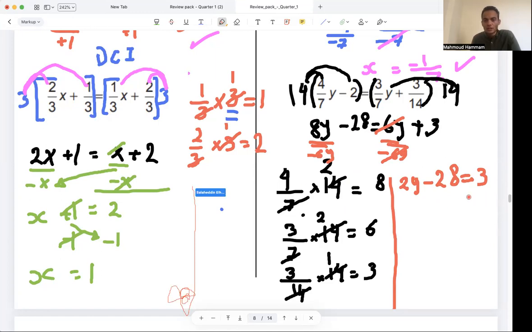Well, next. 2y minus 28 equals 3. I want to isolate now. Isolate the letters from the numbers. So 2y minus 28. This 28 can move to the right with, it was negative, so it will move with plus.